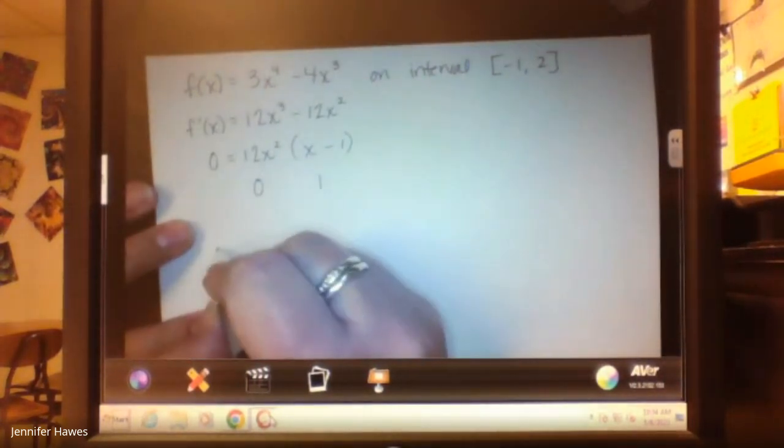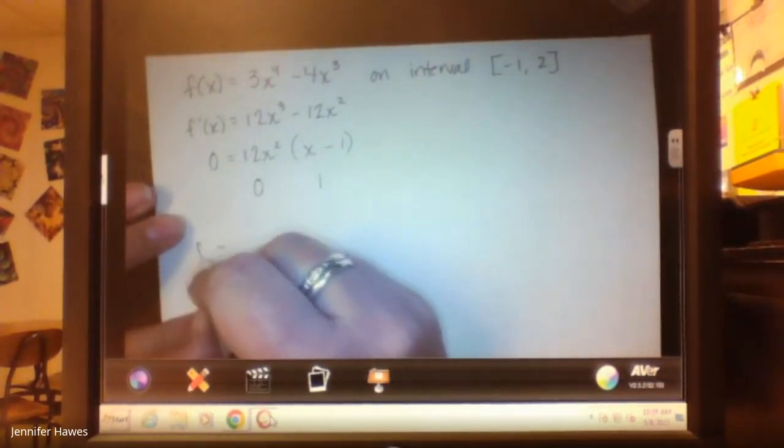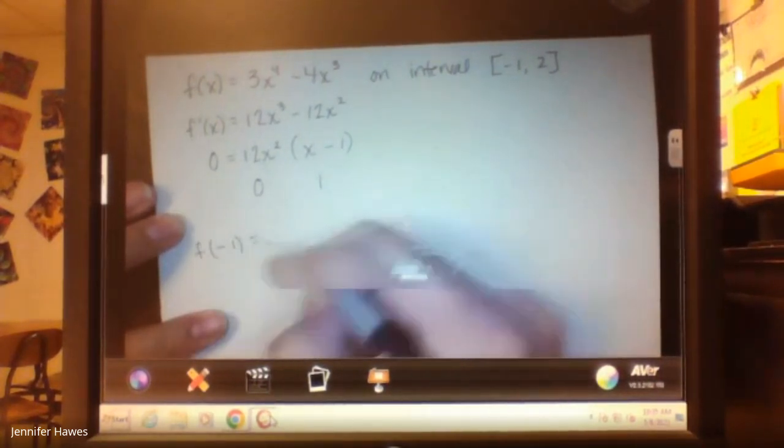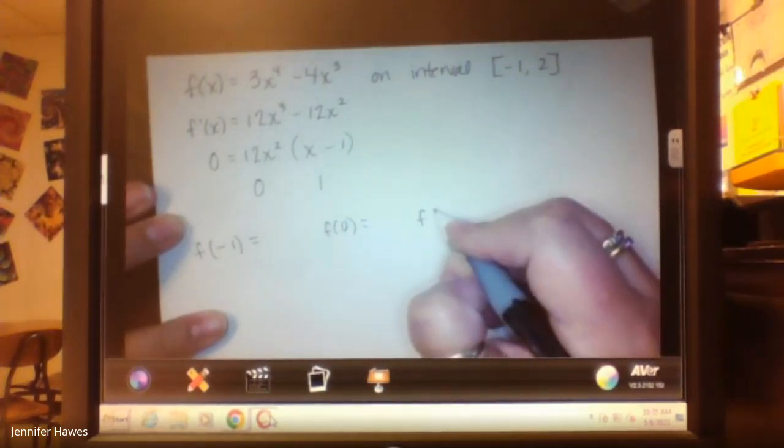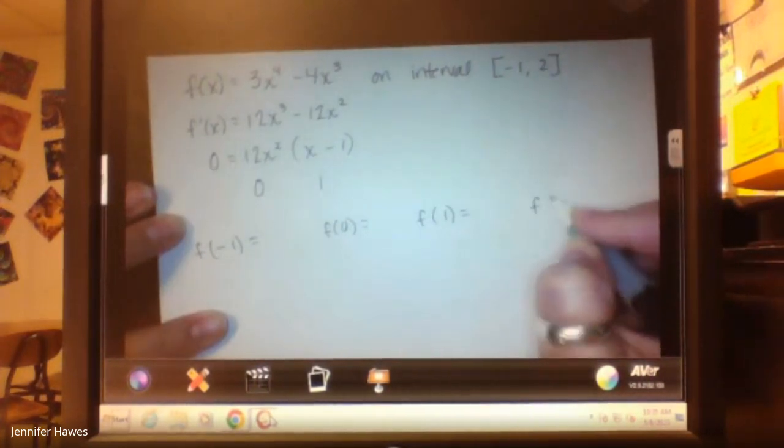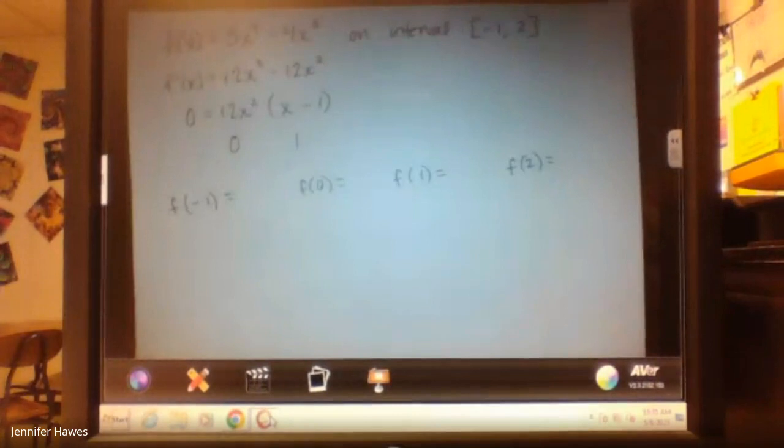Okay, so basically what you're going to do is test these points, throw them back into the original. If you plug -1 back into the original, this will give you your highs and lows, your maximum and minimum. Why do you plug in both the interval points and the points that you solved? Because that's the beginning and the end of the piece. So you always use the endpoints too.